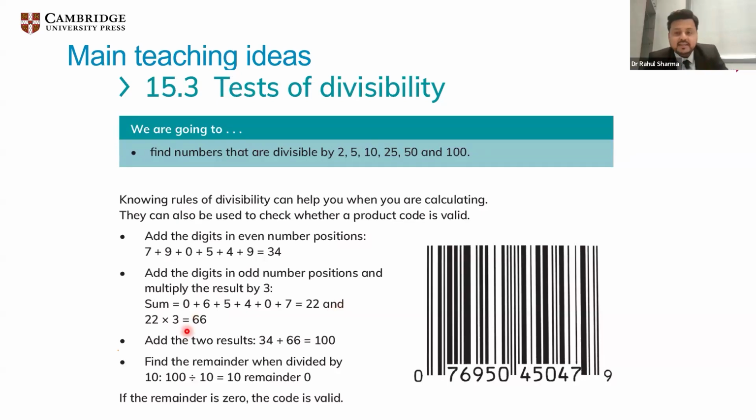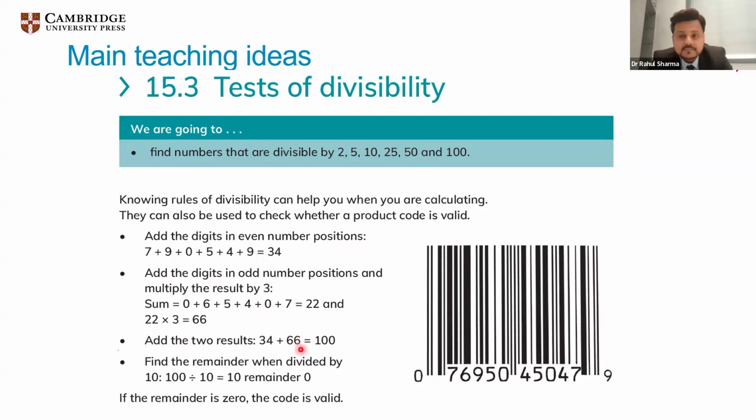Dear teachers, I am definitely trying to use maths and tests of divisibility in the real world and show you how exactly that could be used for a very basic concept of finding whether a watch is fake or real. So I added all the even digits, or even positions. I added all the odd positions and then multiplied them by 3.